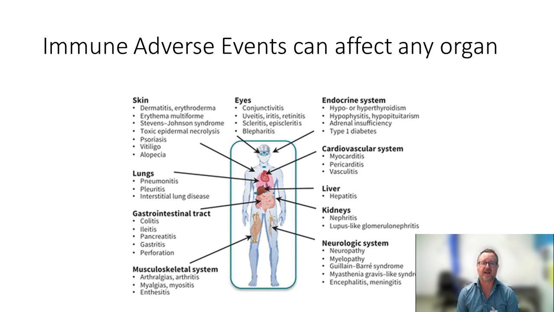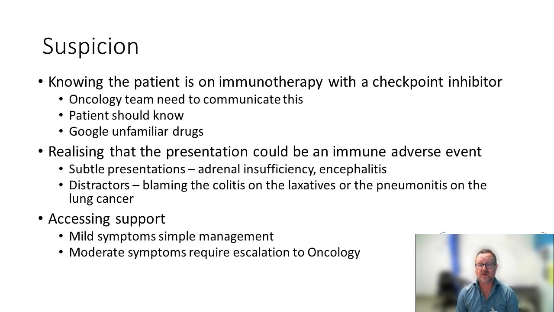The most important thing to understand is that immune adverse effects can affect any organ, and this relates to difficulty in diagnosing these problems. The most common ones are pneumonitis, colitis, hepatitis, or endocrinopathies such as hypo or hyperthyroidism, but really any part of the body can be affected. The critical issue, therefore, is to suspect it.